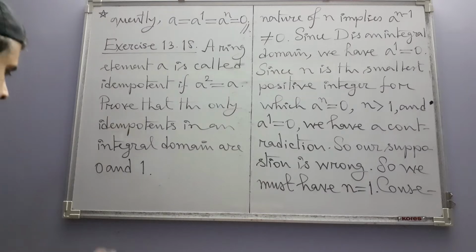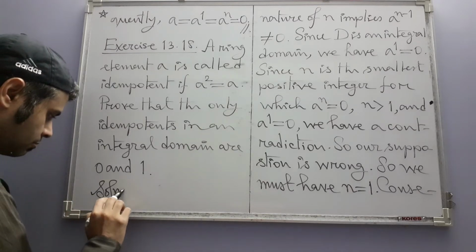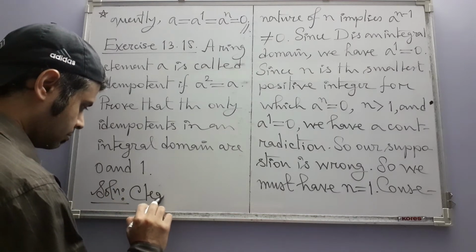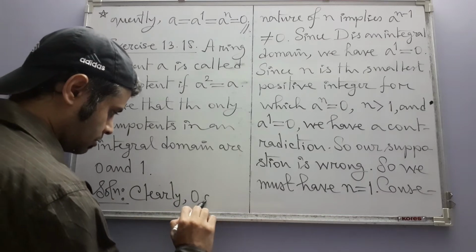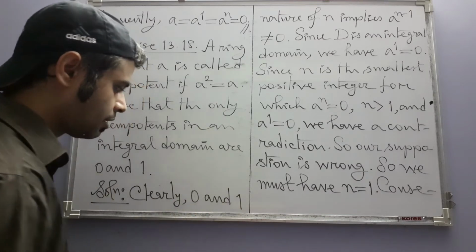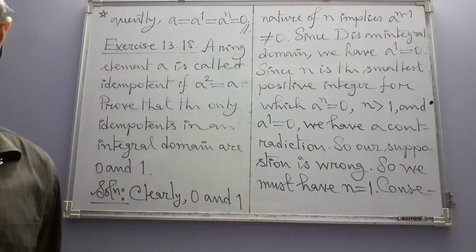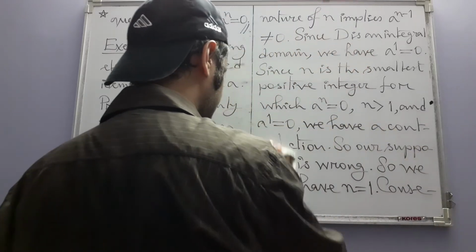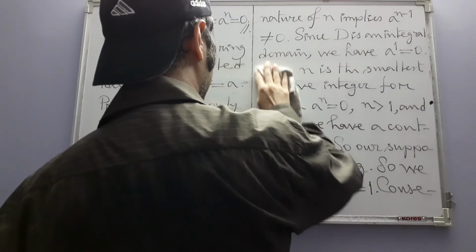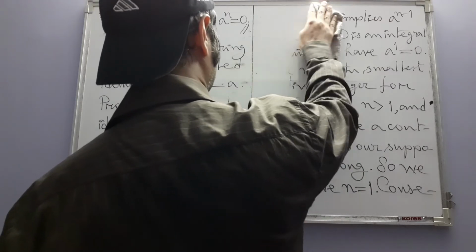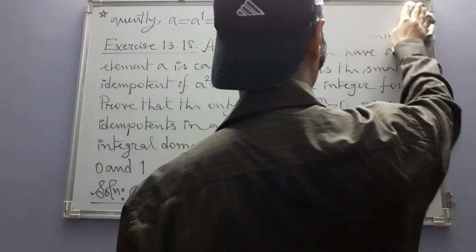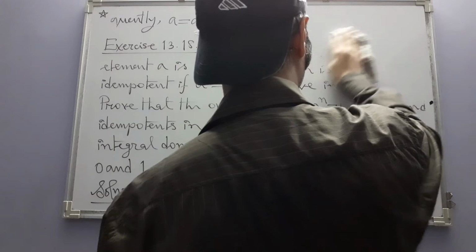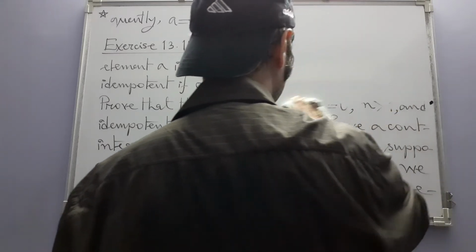0 and 1. Clearly, 0 and 1 are actually idempotents. Okay, we need to mention that also. You see, there is a very subtle thing which many people would not notice here. Let me just complete the solution, then I will discuss it. It may seem something trivial, but it has to be mentioned nevertheless.